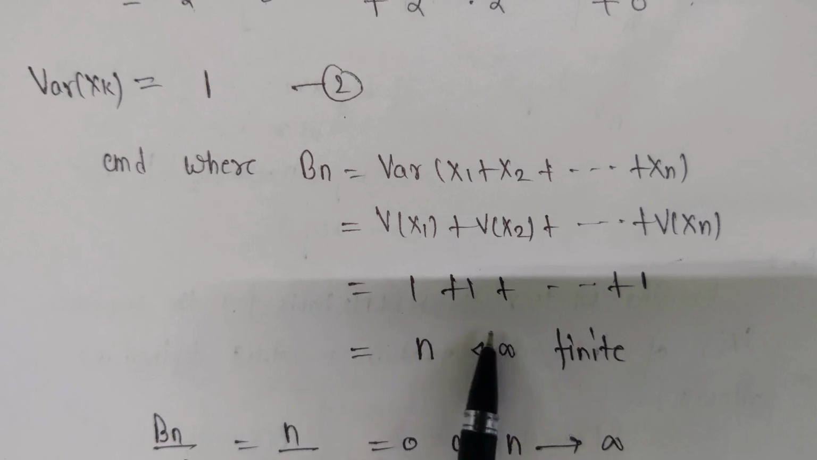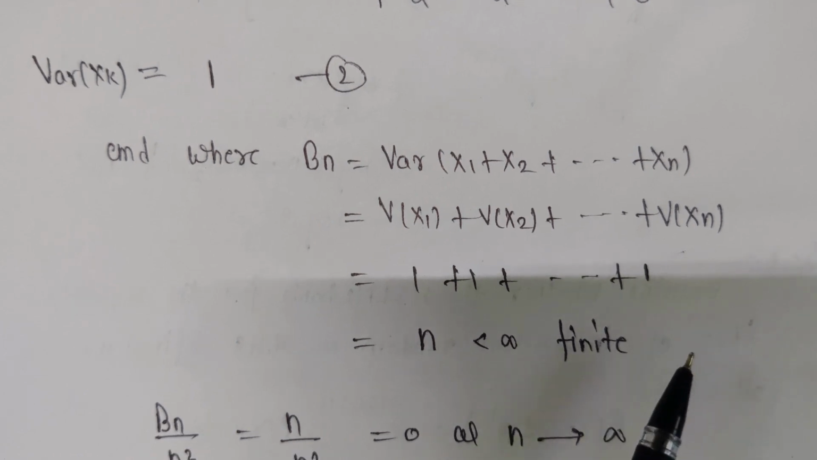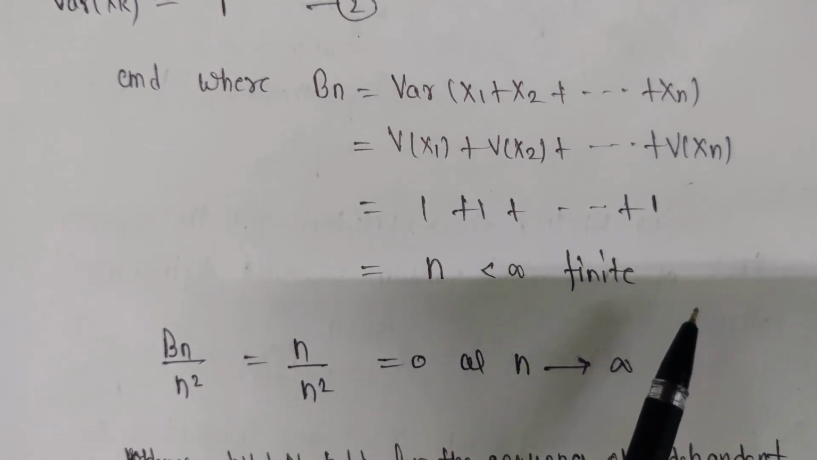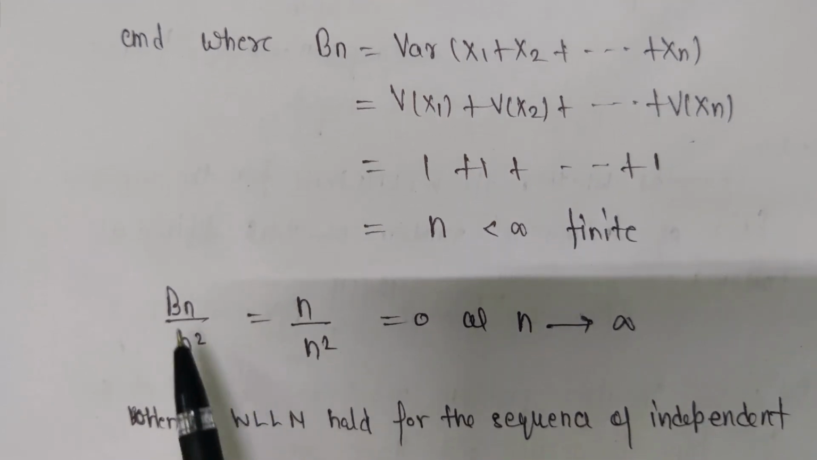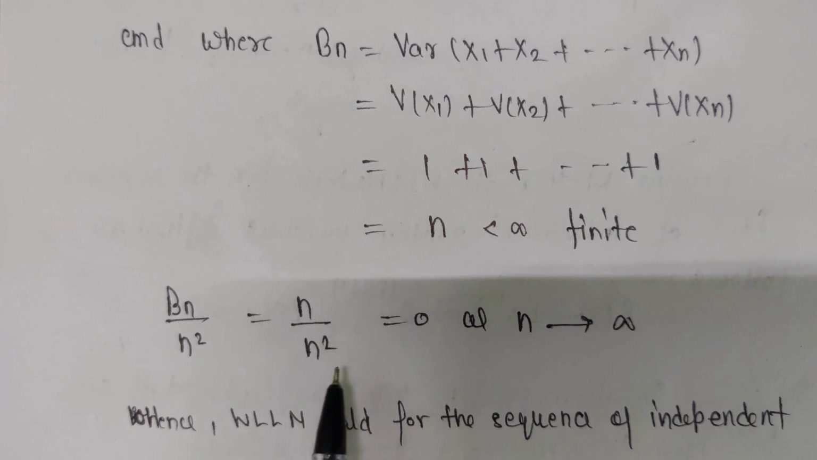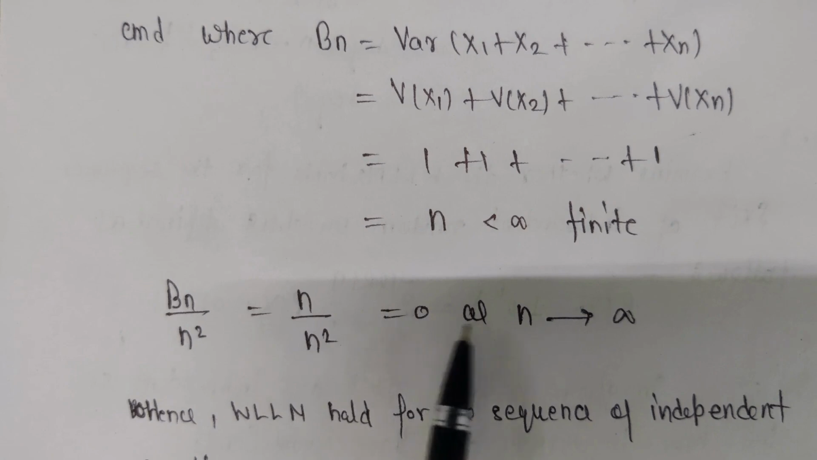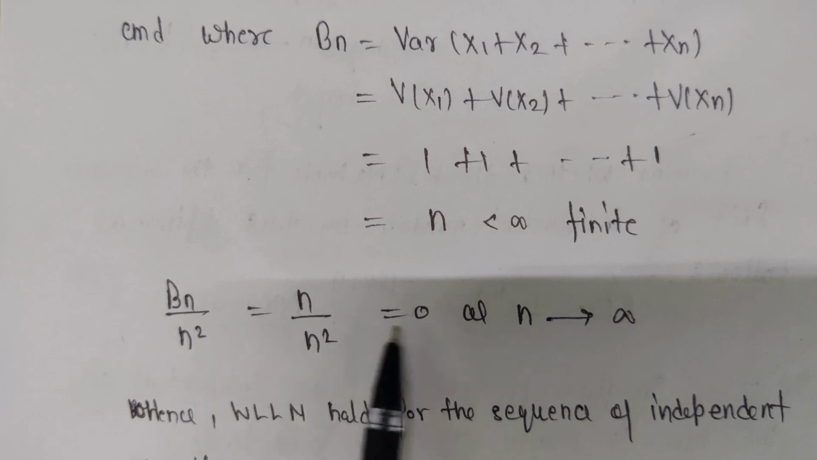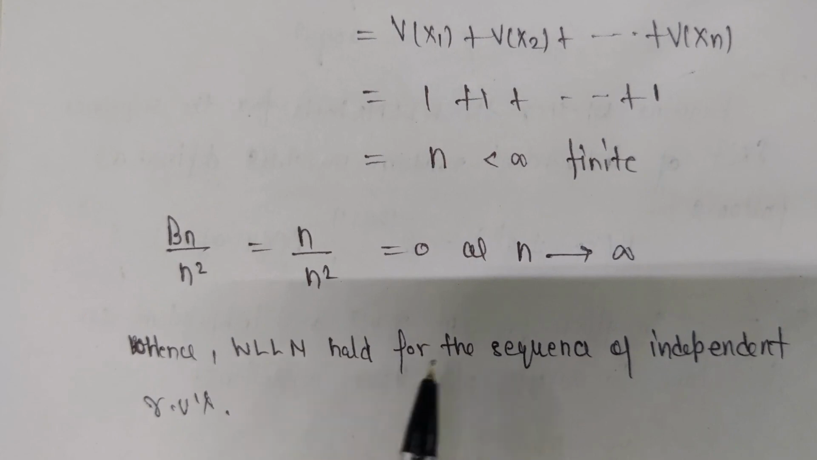So that means the second criterion also holds here. Okay, so now again, what is our third criterion? Coming to the third criterion, bn upon n square tends to 0 as n tends to infinity. So what is the value of bn? bn is n, and the denominator is n square. So n cancels out, resulting in 1 upon n. So if n tends to infinity, then this value tends to 0, or converges to 0. So that means, hence, the weak law of large numbers holds for the sequence of independent random variables.